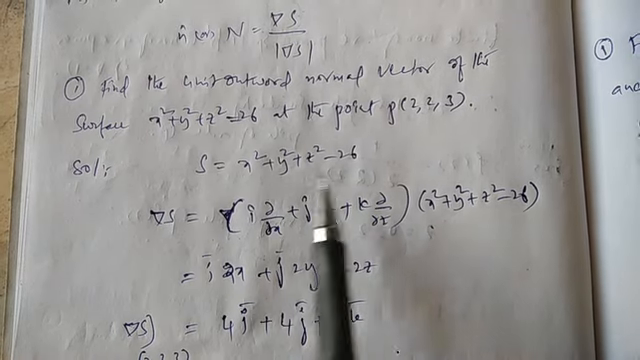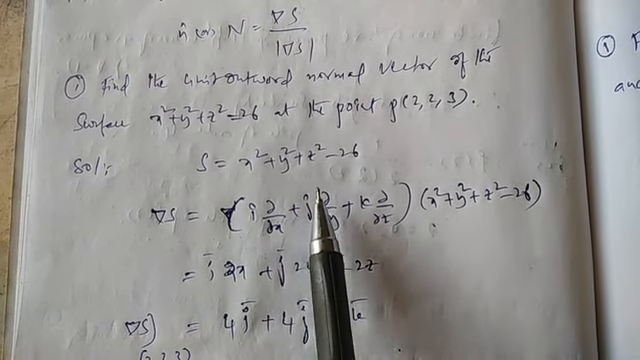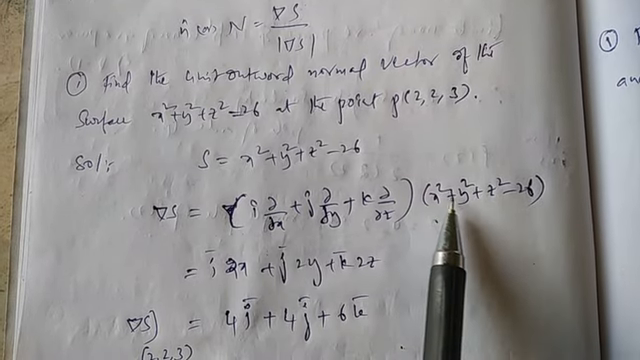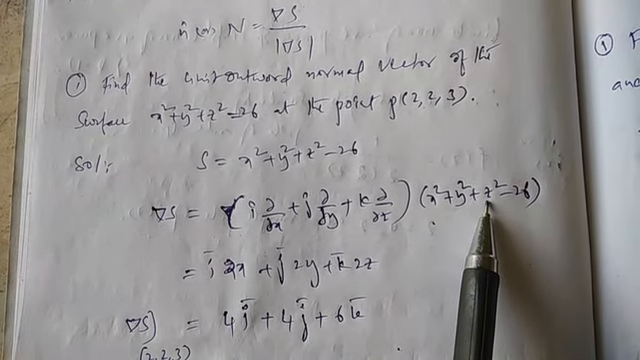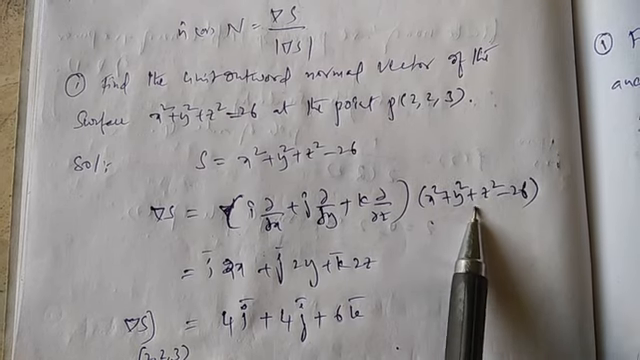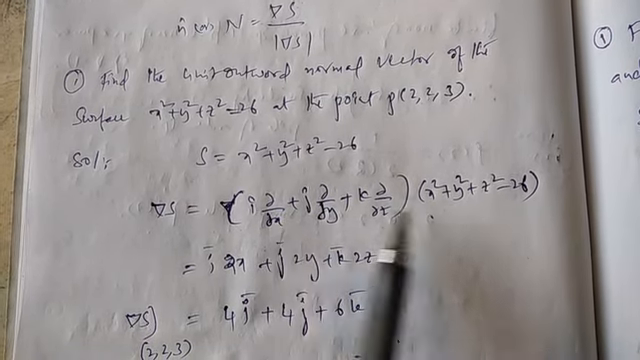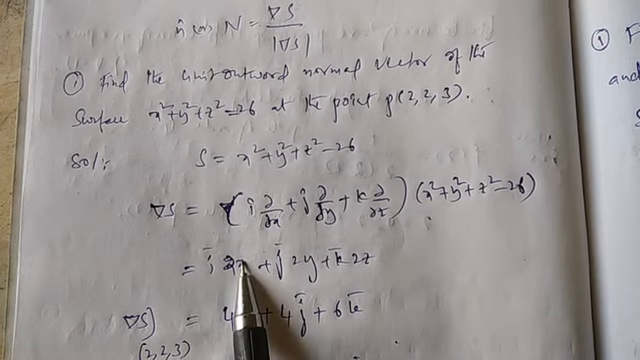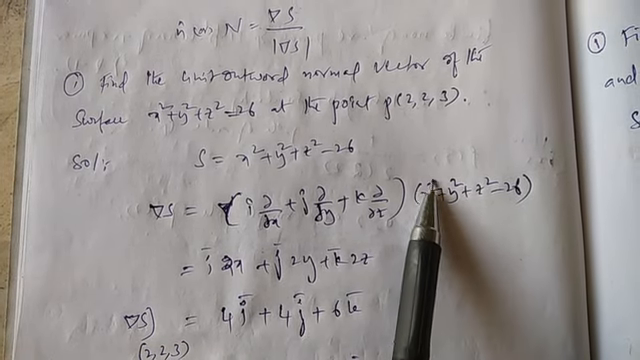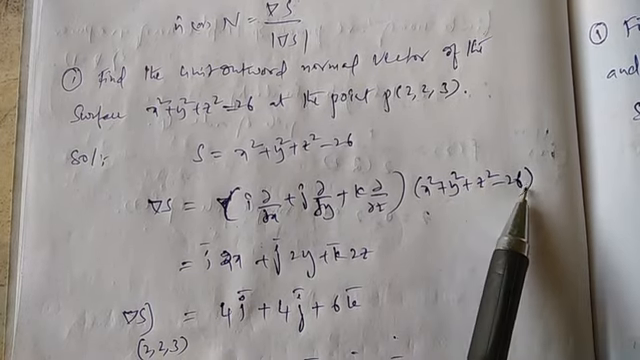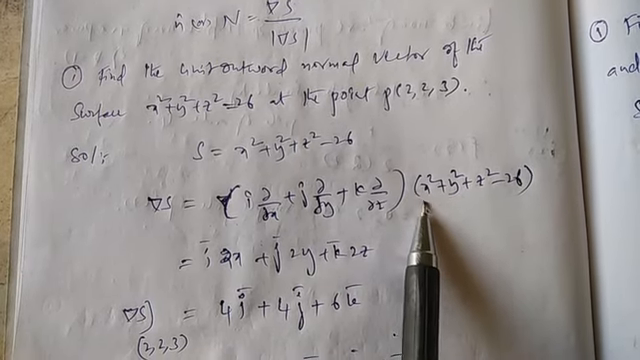We need to apply it to each term. Now i times dou by dou x of x square plus y square plus z square minus 26. The derivative with respect to x of x square is 2x. The derivative with respect to x of y square is 0, z square is 0, and 26 is 0. Only this derivative we have, right?